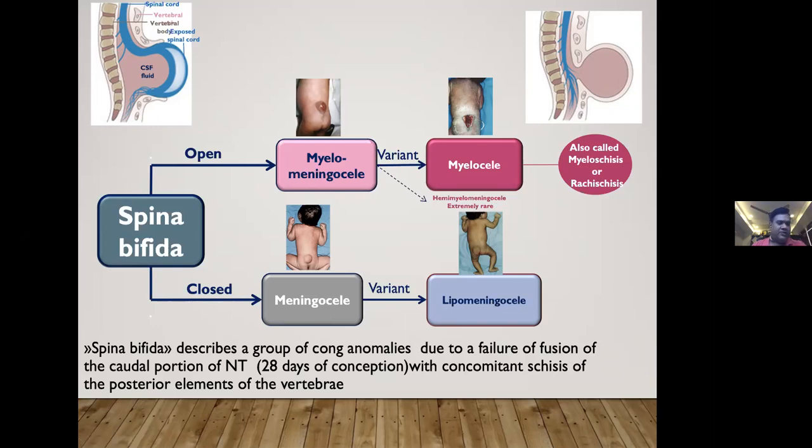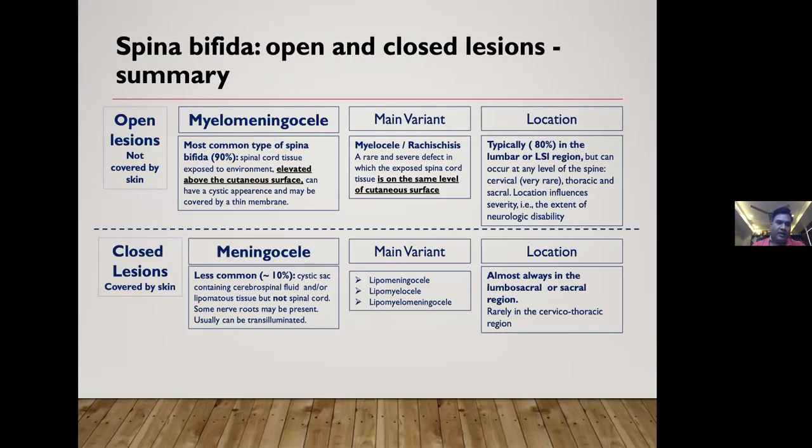So this actually describes congenital anomalies due to failure of the caudal portion of the neural tube, that is around 28 weeks of conception, with concomitant schisis, that is a fissure on the posterior element of the vertebra. So the open lesions, as I said, the myelomeningocele, which is the most common type of the spina bifida, seen in 90% of the cases.